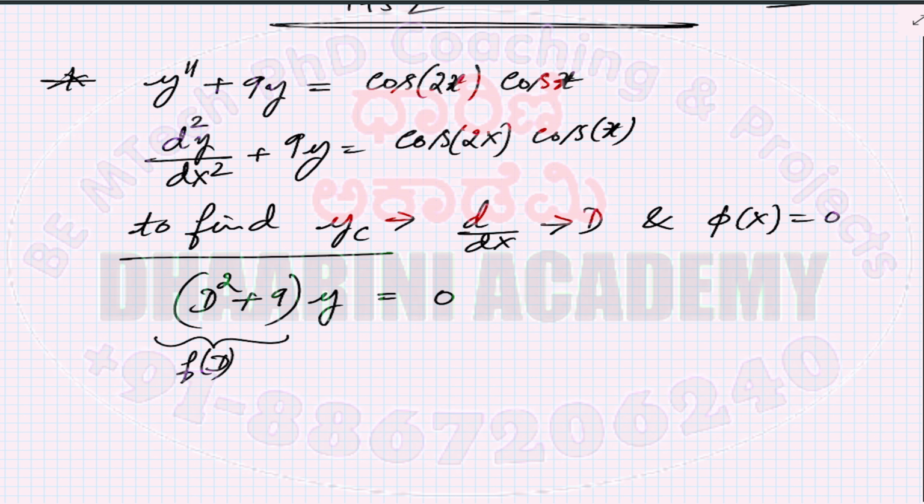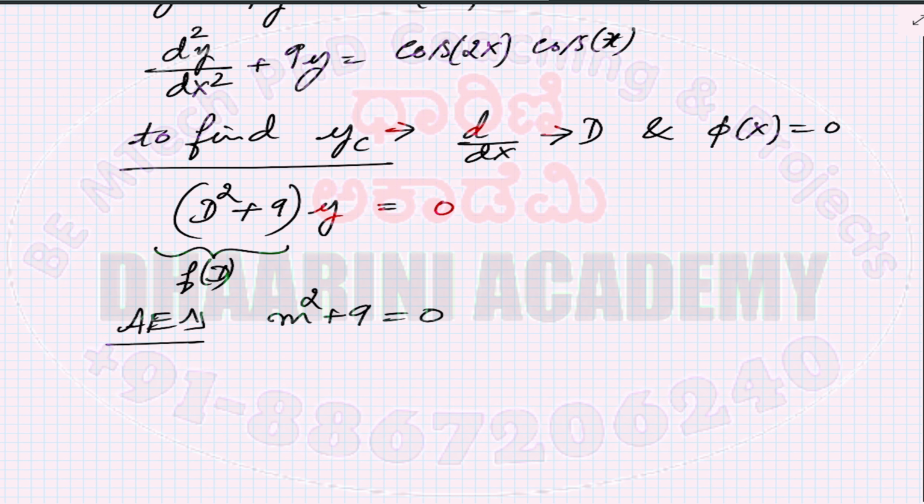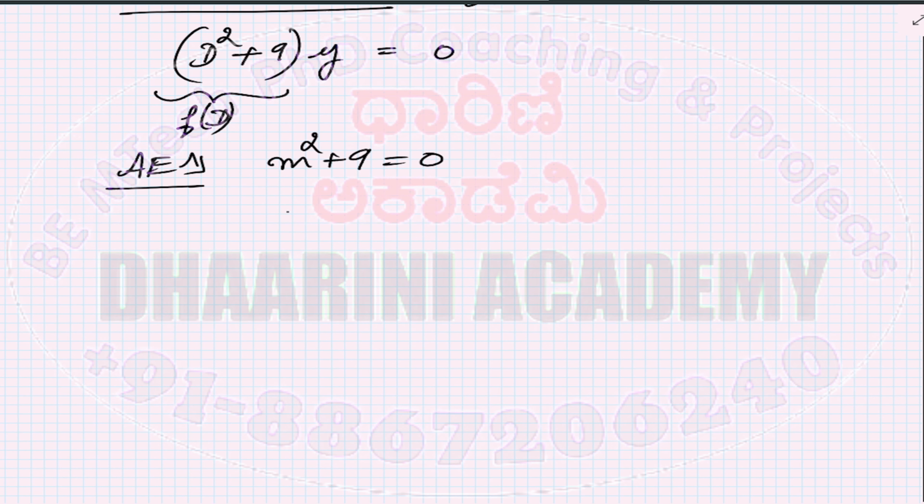So what's my next step? Definitely I have to write the auxiliary equation. So the auxiliary equation is: replace D by m. So this is m square plus 9 should be equal to 0. So if this is the case, I know that m square is equal to minus 9. That implies m is equal to plus or minus root of minus 9. So that is equal to plus or minus root of minus, which is i, root 9 is 3. So this is 3i.